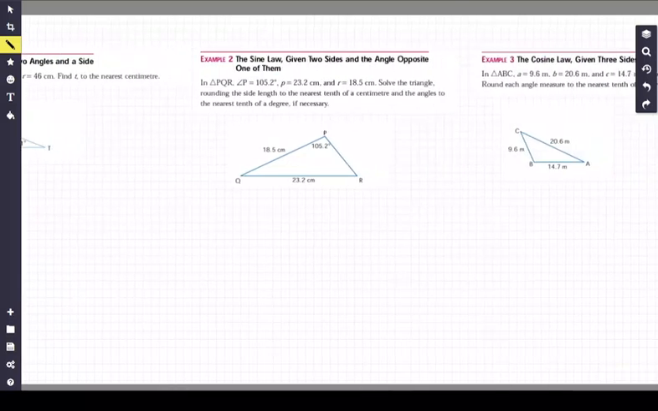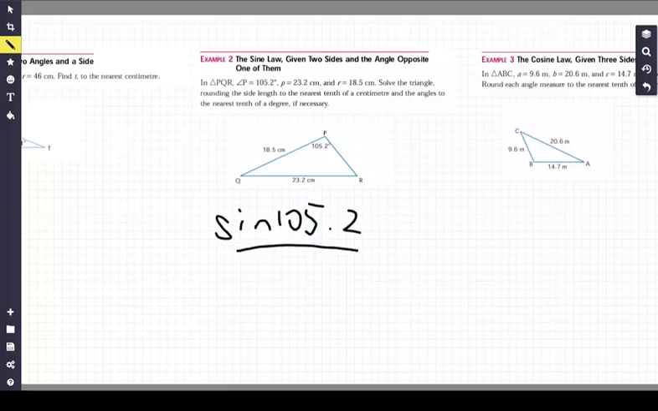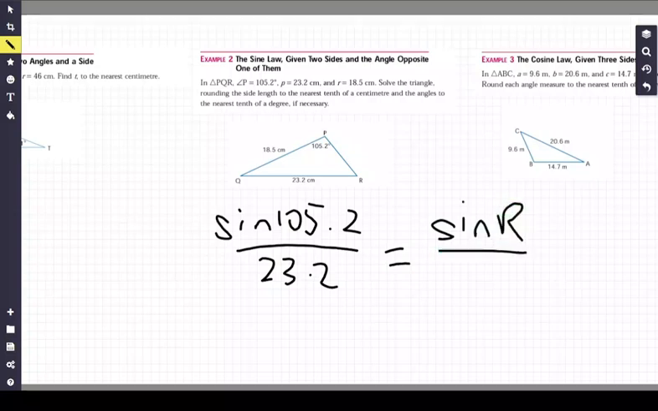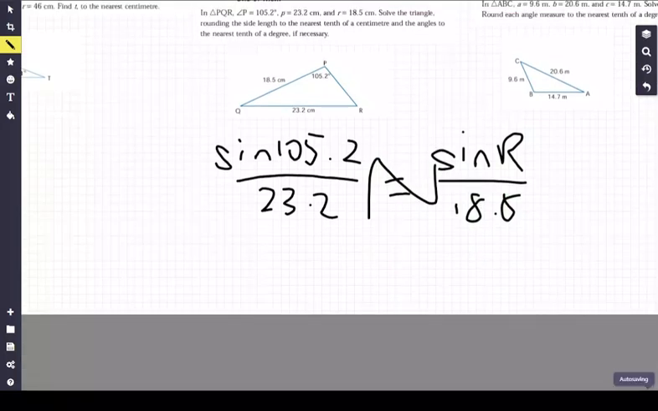So in PQR, we already see a pair, so it's going to be easy for us to find. We have to solve the triangle, meaning we have to find every missing point. So let's go ahead and do this. Sine of 105.2 over 23.2 is equal to sine of r over 18.5. Right? So now we're going to use the same rule, but we're going to do 18.5 multiplied by sine 105.2 divided by 23.2.